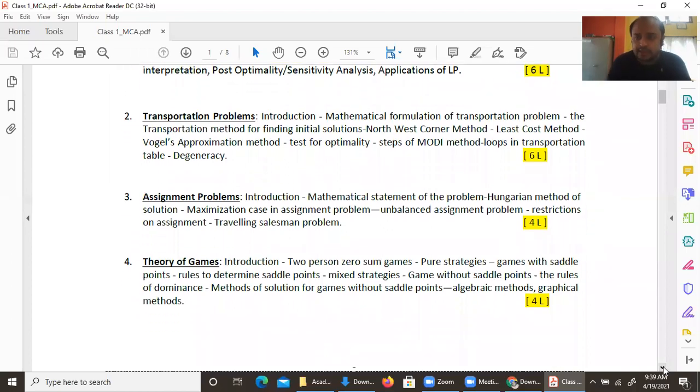Other topics in the syllabus have not been mentioned here, because these four topics, linear programming problem, transportation problem, assignment problem and theory of games, are connected to linear programming problem. Transportation problem is a special type of linear programming problem. Assignment problem is a special type of linear programming problem. Theory of games can be solved by linear programming problem methodologies. So I have only mentioned these four topics over here. Okay.